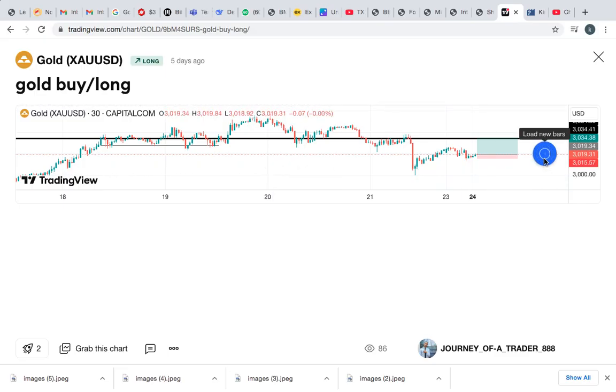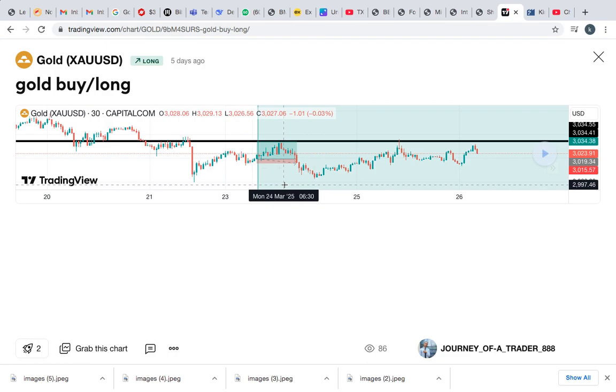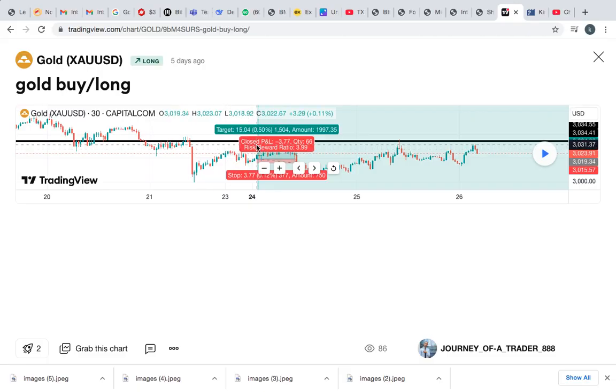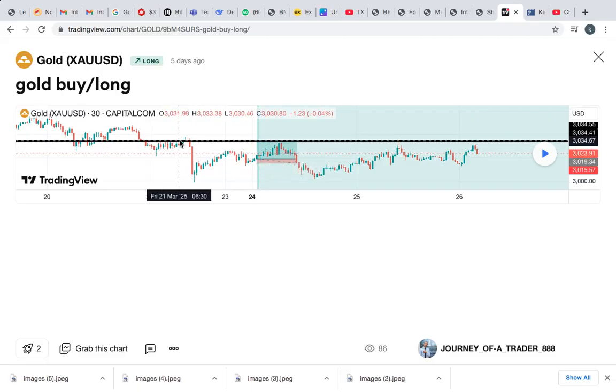So let's quickly load the new bars. And boom, that's what happens. We were in profit for quite some time, and then we went up to there. This was our target initially, but we just missed it by a few pips, I think. Yes, and then it went straight to stop loss. The market came back up and kept on going higher.